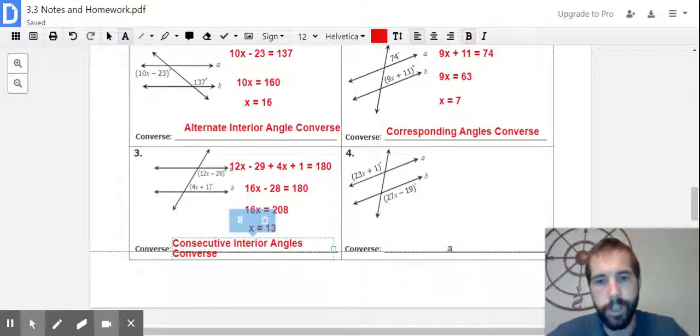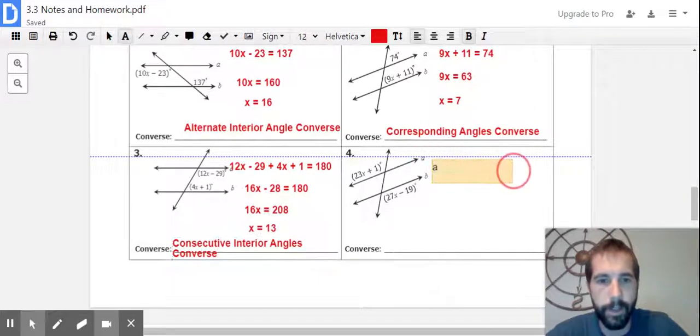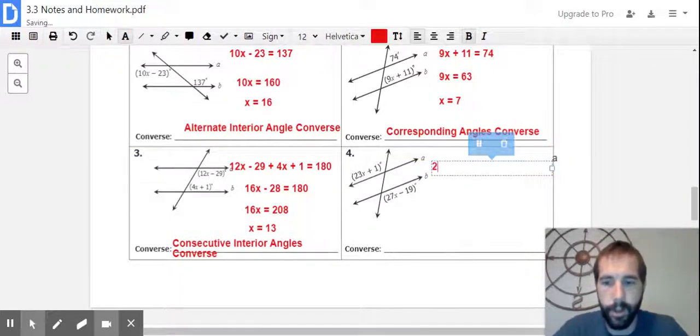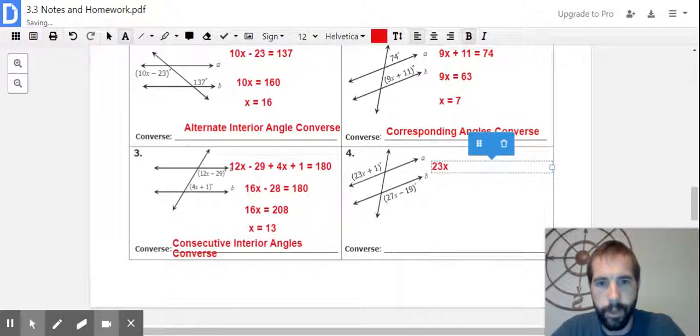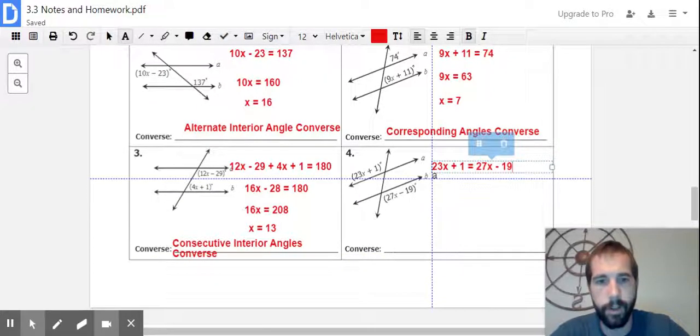All right, and then the last one, you can try this on your own. But if you look at the location, there are alternate exterior angles. So remember that if the alternate exterior angles are congruent, then the lines are parallel. So we're going to set them equal to each other. 23x plus 1 equals 27x minus 19. Then we're going to figure out what x is to make those lines parallel by the alternate exterior angles converse.